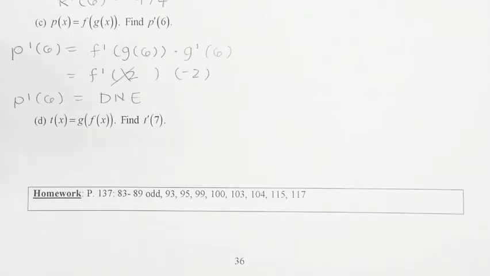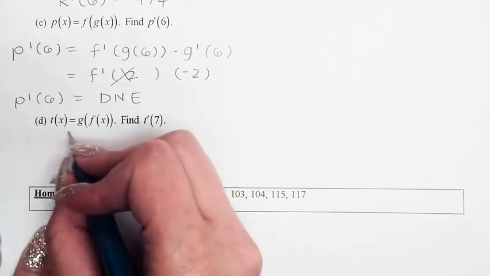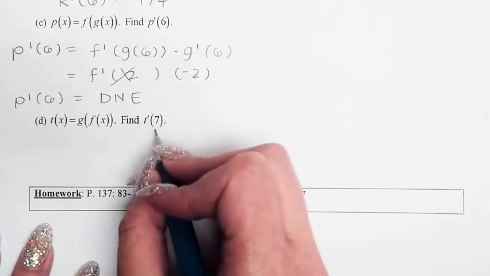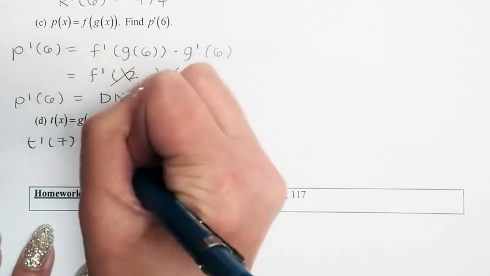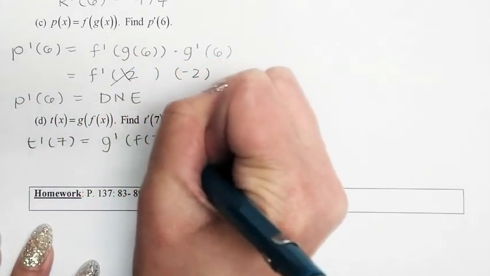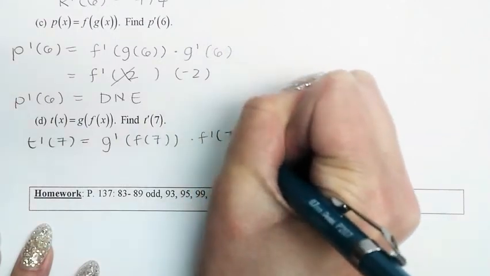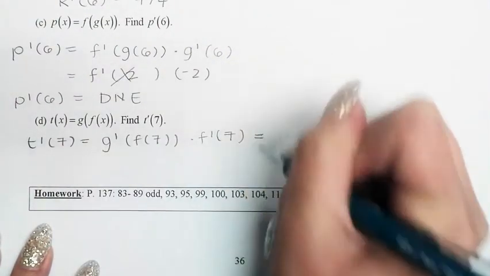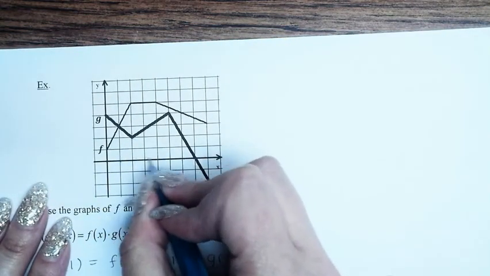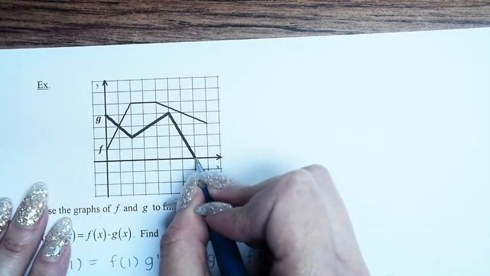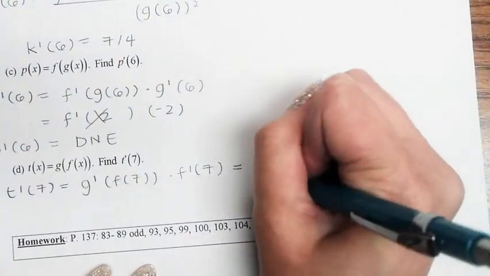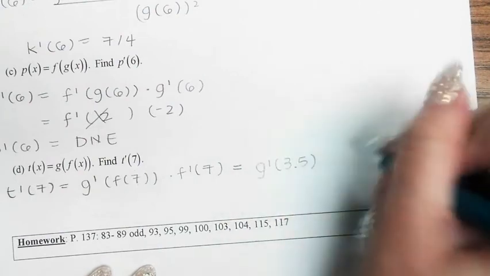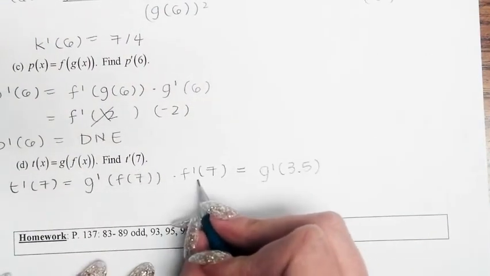So for the last piece of the problem, again, you have the chain rule because t of x is defined as g of f of x, and we want to find t prime of 7. So to find t prime of 7, what we need to find is g prime of f of 7 times f prime of 7. Meaning the first thing I want to find is f of 7. F of 7 here is 1, 2, 3, 4, 5, 6, 7, and your f is over here, so that one is kind of like a 3.5, you can see it. So I can find g prime of 3.5 times the slope of f at 7.